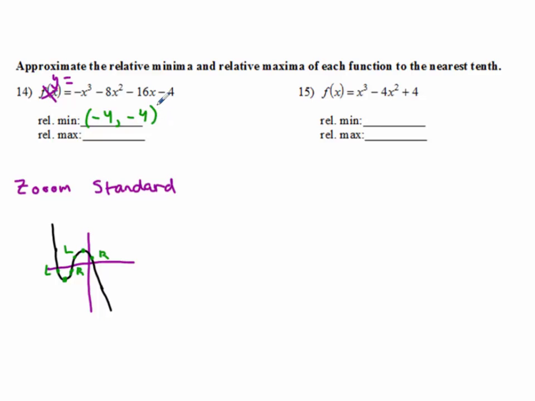Then we do second trace and go to maximum and do the same thing for our maximum. And we should get, because it says round to the nearest tenth, that's 1 decimal place, so -1.3, comma, 5.5.